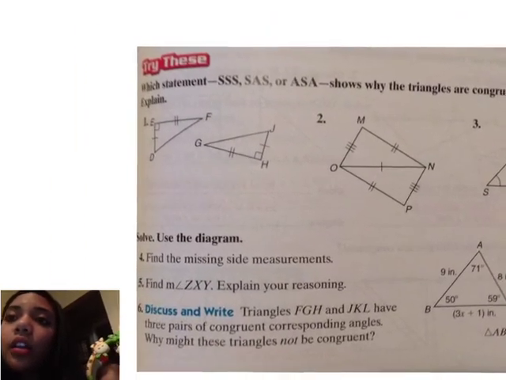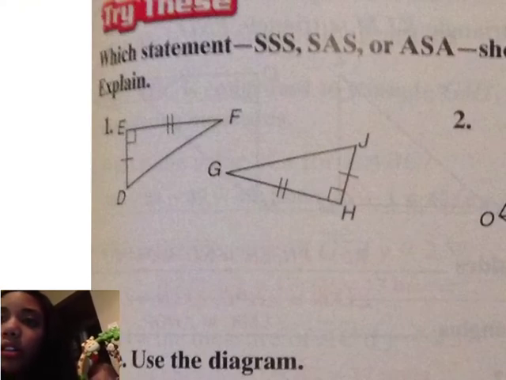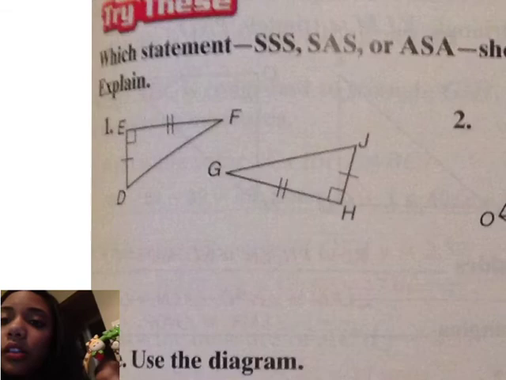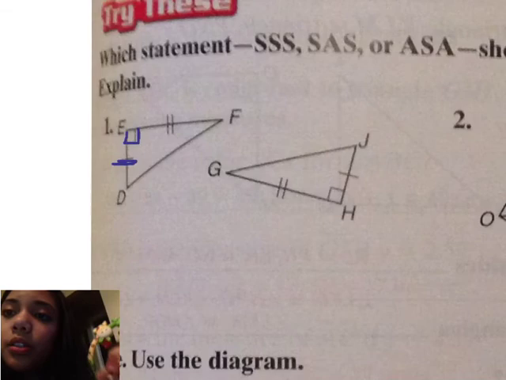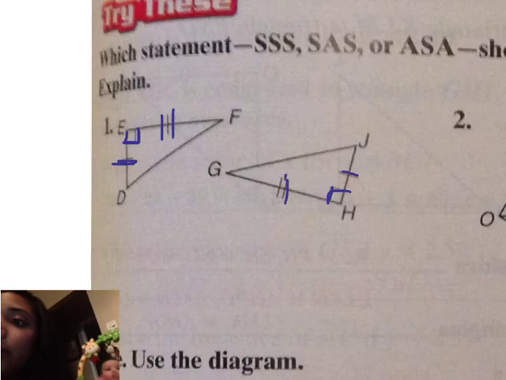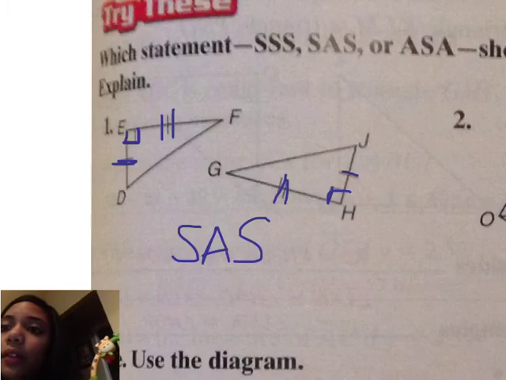So, if I look at number 1, I'm going to make this larger. If I look at number 1, it shows me that I have a side, angle, angle, side. And if I look here, I have side, angle, side. So, side, angle, side theorem is what tells me that these are congruent.